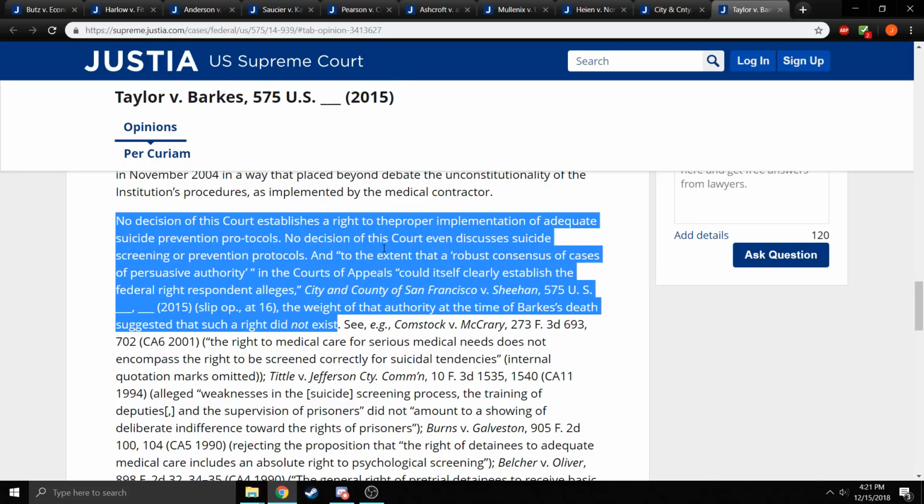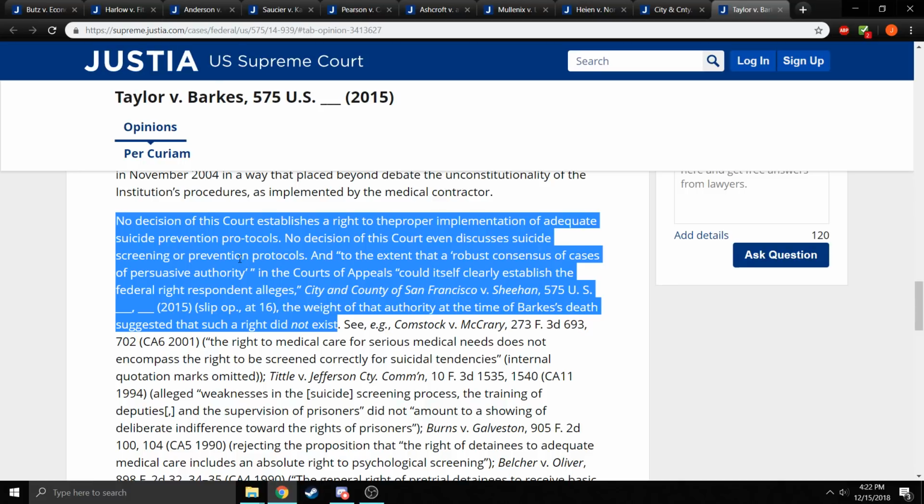Okay, here's a real problem. It says, to the extent that a robust consensus of cases of persuasive authority could itself clearly establish a federal right. So it's not saying that it can. It's not saying a robust consensus of cases can clearly establish a federal right. It's saying to the extent that it could. Like, to the extent that I could fly, I'm not a very good pilot. Well, you can't fly. Well, I know. To the extent that I could hold my breath for 10 hours, well, you can't hold your breath for 10 hours. I know.